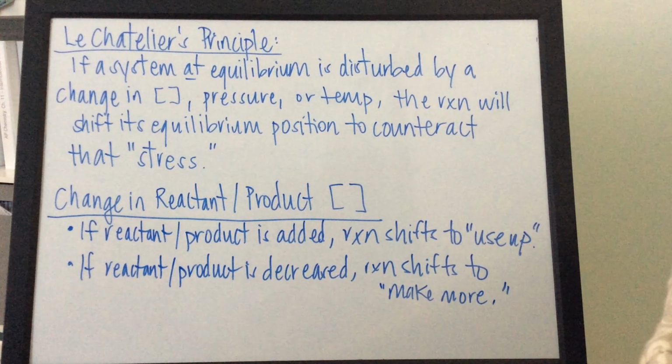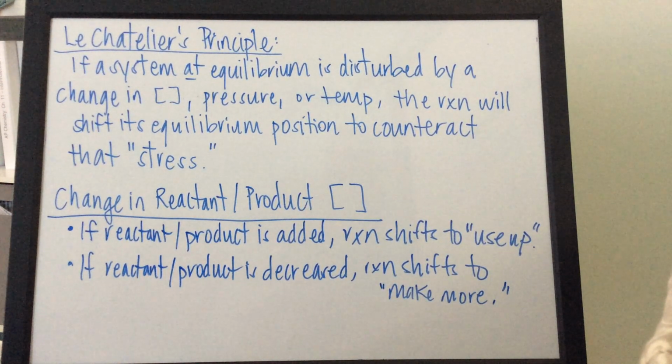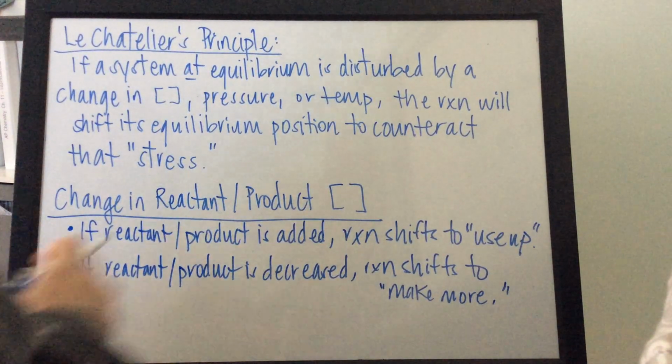The second situation can be, what if you decrease the concentration of one of your reactants or products? That would be the second bullet point. If a reactant or product concentration is decreased, then the reaction is going to shift so that you make more of whichever thing decreased. This will make much more sense when we talk about a specific example.